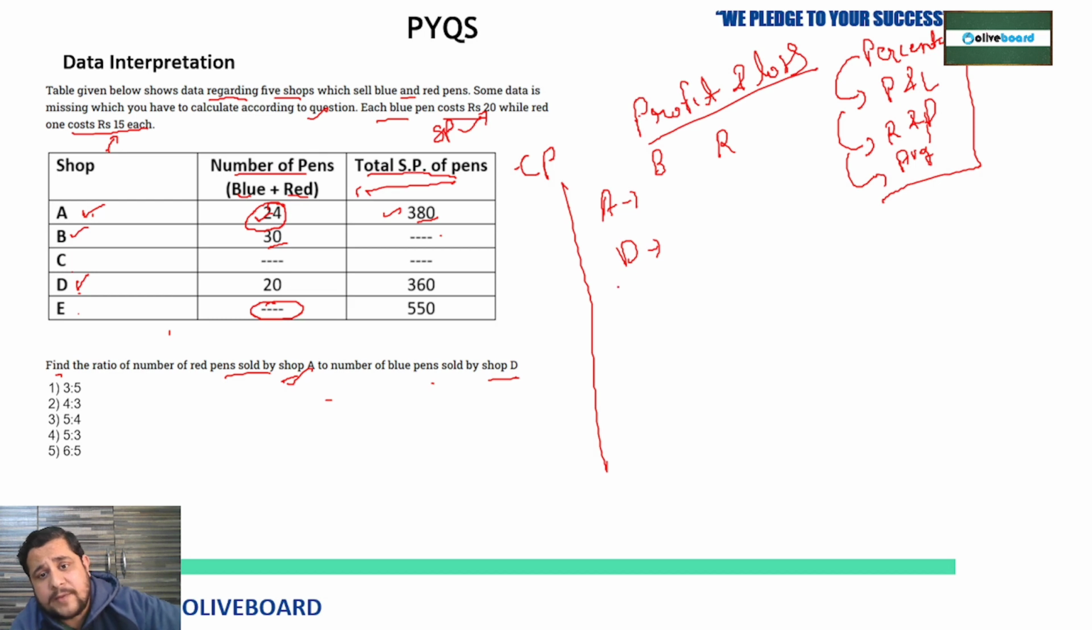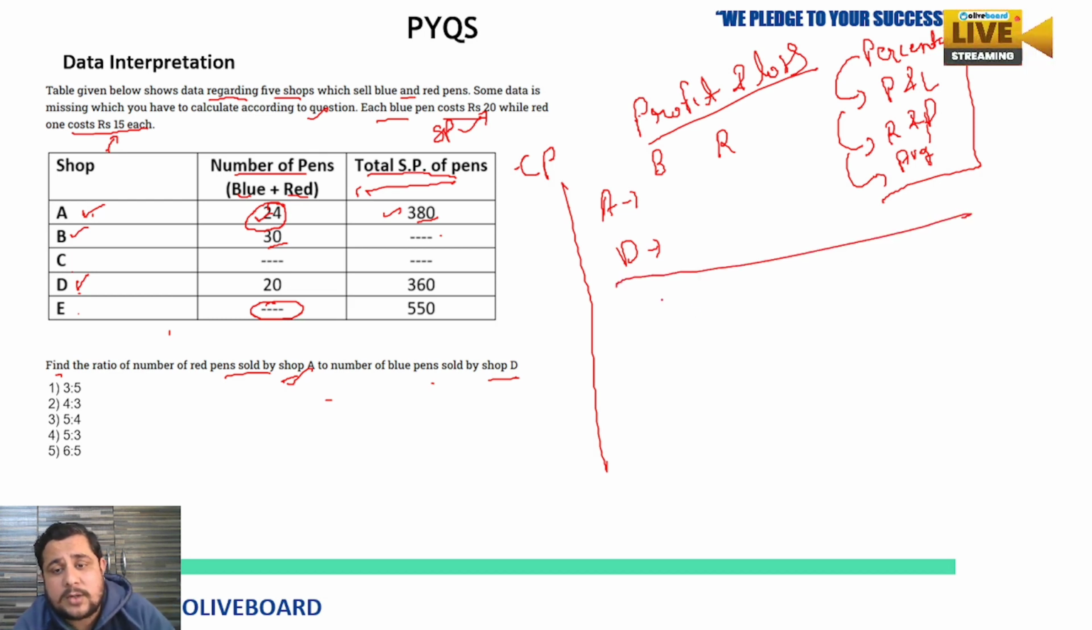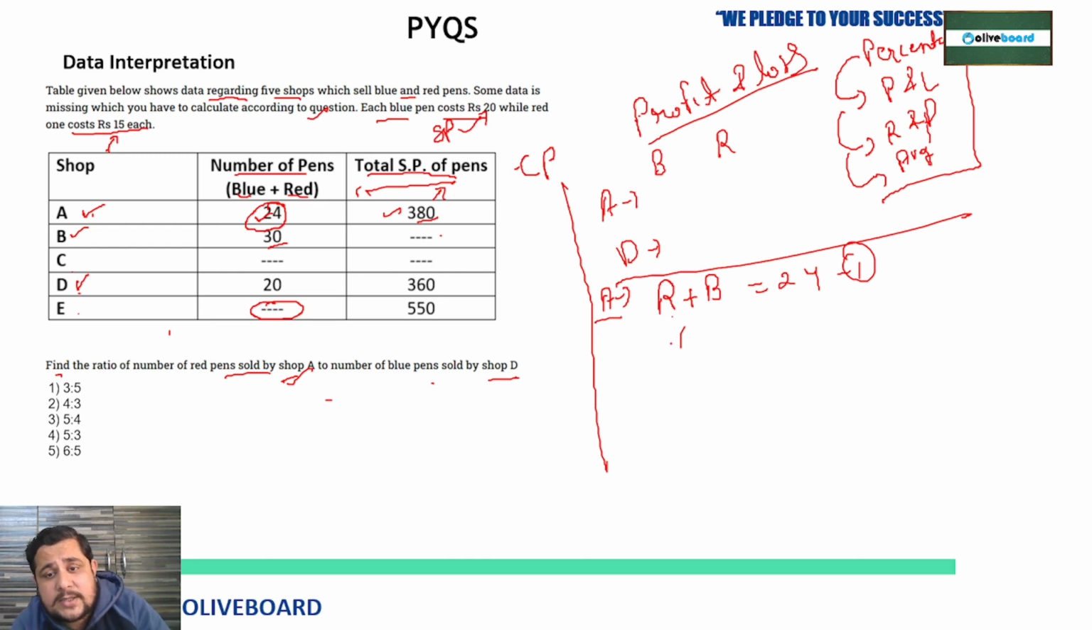There are two ways. First we will discuss the basic one. Let the total number of red pens be R and the total number of blue pens be B. So R plus B equals 24 for A. This is the first equation. For the second, the selling price is made up of the selling price of blue pens plus red pens. The red pens total 15R, and the blue pens total 20B, so 15R plus 20B equals 380. This is the second equation.